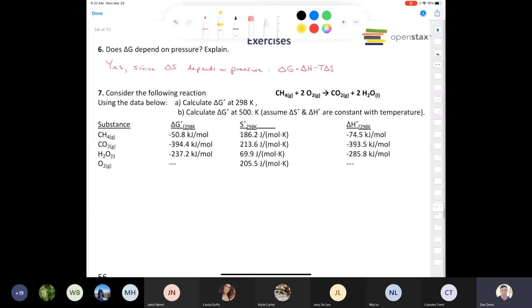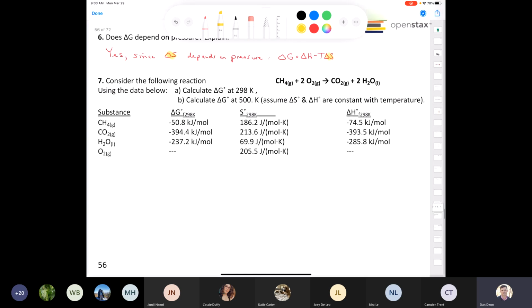Well, with all that in mind, let's take a look at problem 7. We answered question 6 in the last class. It simply asked, does delta G depend on pressure? And the answer is, yes, absolutely it does, because delta S depends on pressure. In fact, we talked about that. If we increase the pressure on the gas, that decreases the number of microstates available to those gas particles, so their entropy decreases, and therefore entropy is dependent on pressure. And so, yes, delta G is going to depend on pressure.